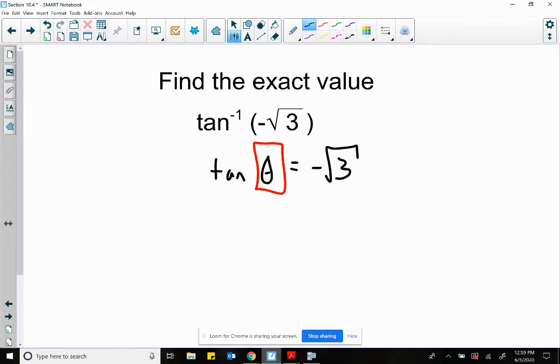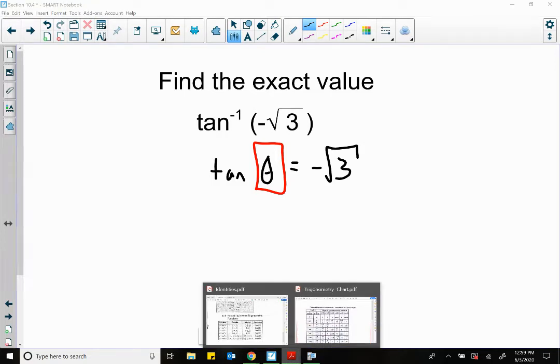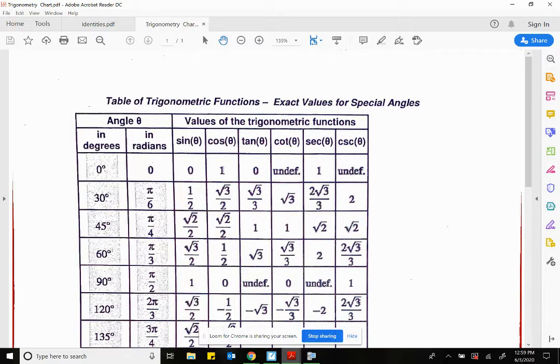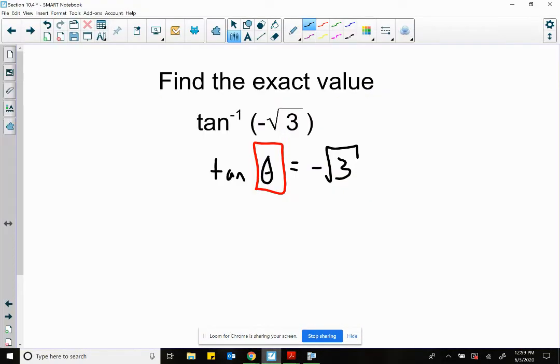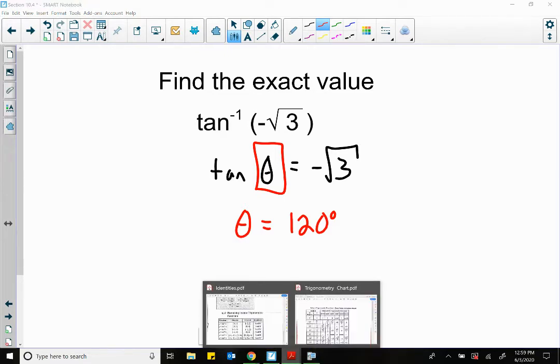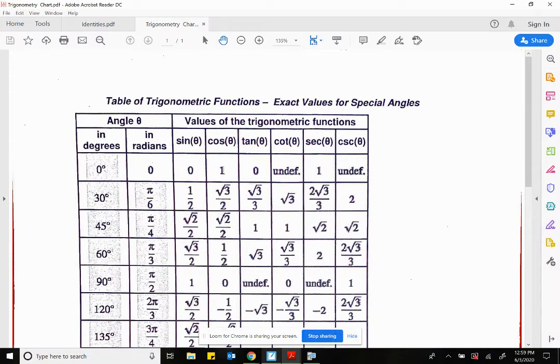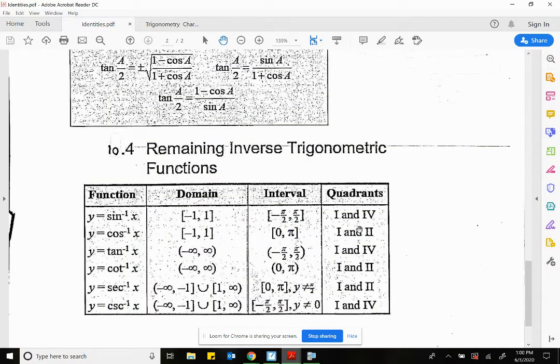So we just use our chart. This is where your chart, your Bible, is going to come into play a lot. All we're going to do is come into this chart and look where the tangent column has a negative square root of 3. Oh, look, here's one of our answers, 120 degrees. So we now know that theta is equal to 120 degrees. But you're not done, because there are two places where tangent happens, okay? So right here, it's in quadrant 1 and in quadrant 4, okay?